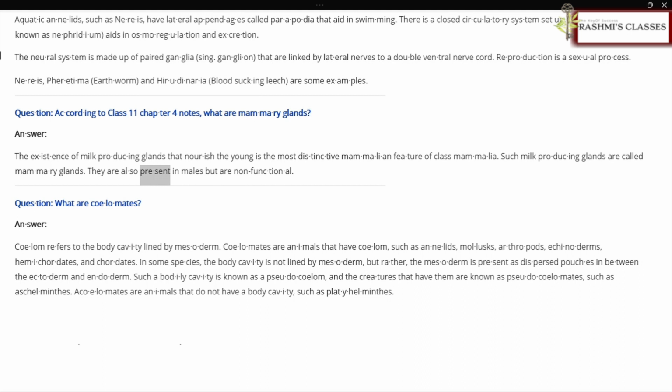Question: What are coelomates? Answer: Coelom refers to the body cavity lined by mesoderm. Coelomates are animals that have coelom, such as annelids, mollusks, arthropods, echinoderms, hemichordates, and chordates. In some species, the body cavity is not lined by mesoderm, but rather, the mesoderm is present as dispersed pouches in between the ectoderm and endoderm. Such a bodily cavity is known as a pseudocoelom, and the creatures that have them are known as pseudocoelomates, such as Aschelminthes. Acoelomates are animals that do not have a body cavity, such as Platyhelminthes.